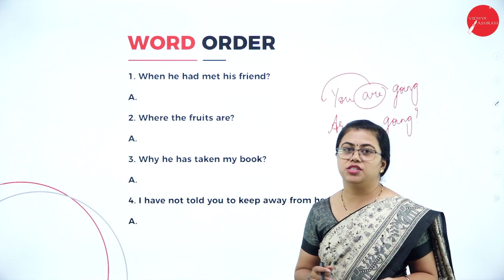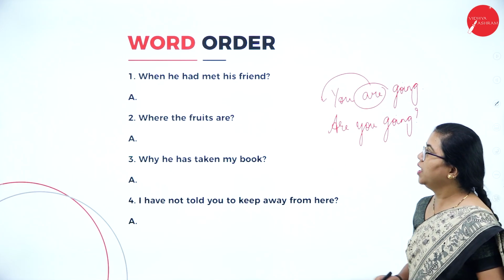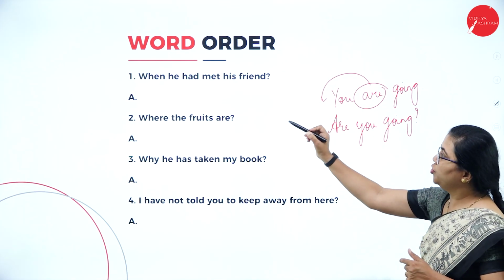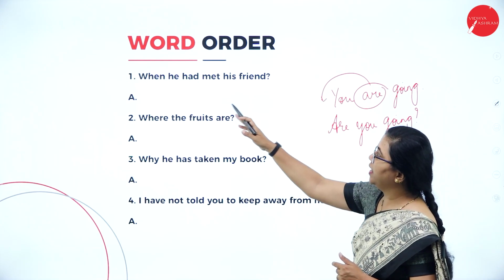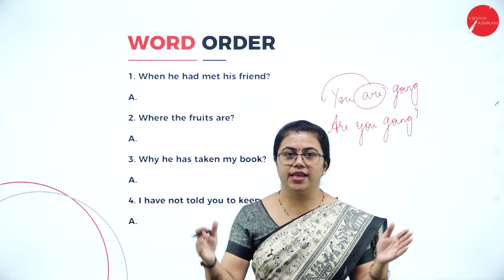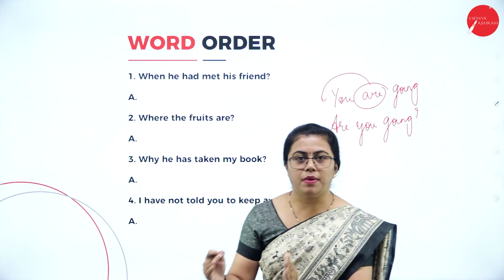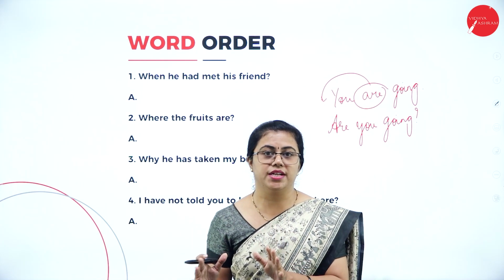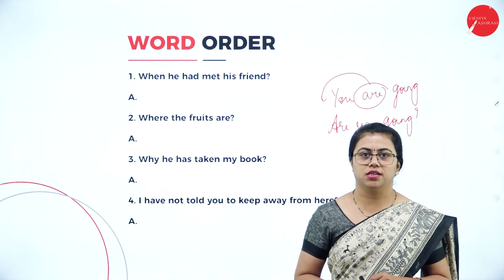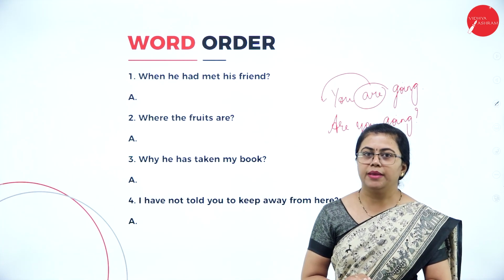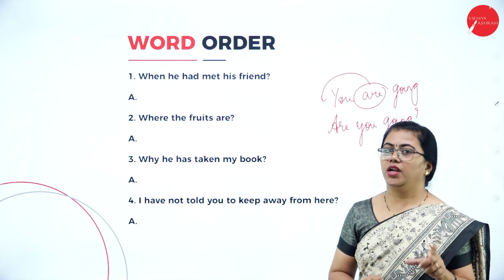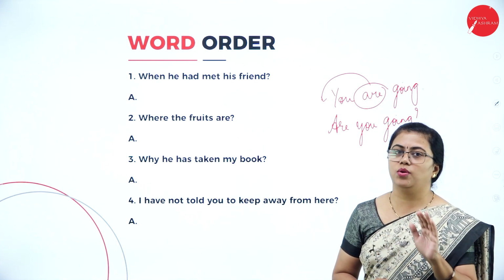Let us check what the word order is. "When he had met his friend?" Suppose you use this without a question mark. If you use this, "when he had met his friend", this becomes a subordinate clause. Do you know what a subordinate clause is? In a complex sentence, the second part of the sentence, that part which does not give you complete meaning, is called a subordinate clause or a dependent clause. Here, since there is a question, we need to change the word order in order to make it sound like a question.